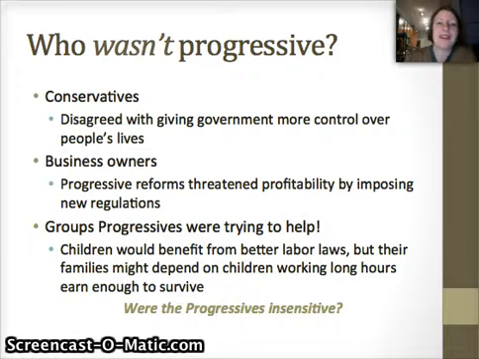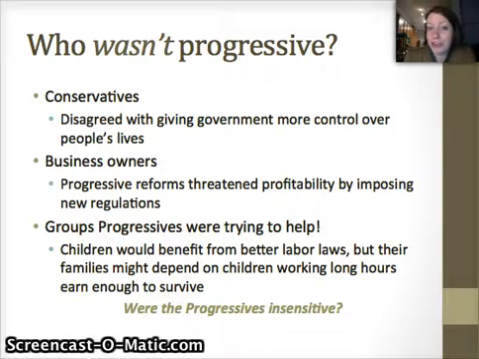Interestingly, some of the people who are also opposed to the progressives are the very groups that progressives were trying to help. For example, one of the major progressive reforms was decreasing child labor. And children would benefit from having labor laws that wouldn't require them to work 12 hours a day in terrible conditions. But their families might depend on the wages that children were bringing in from working those long hours in order to survive. So while progressives were maybe trying to protect children, their parents were saying, we really need our children to be going to work, and it's our decision whether or not we want to send them.